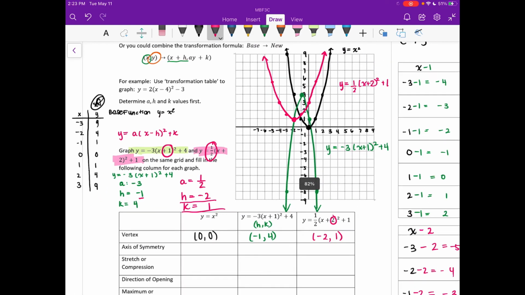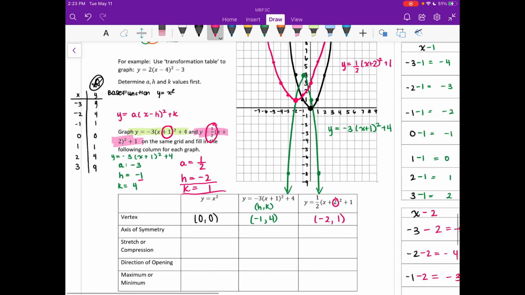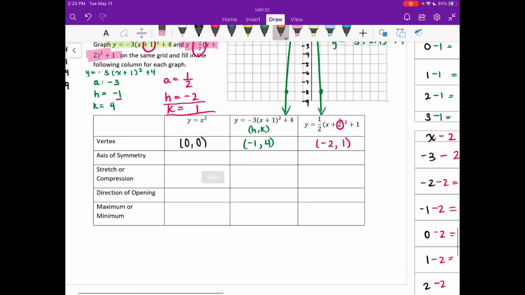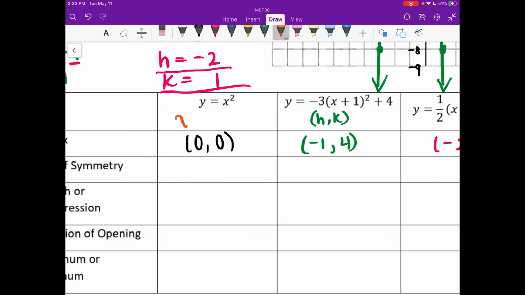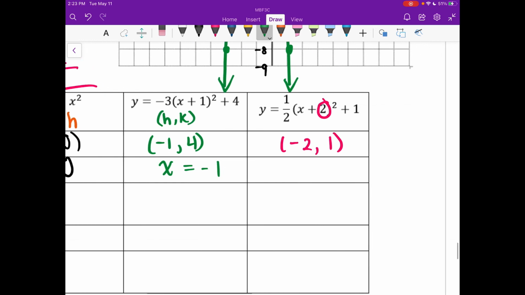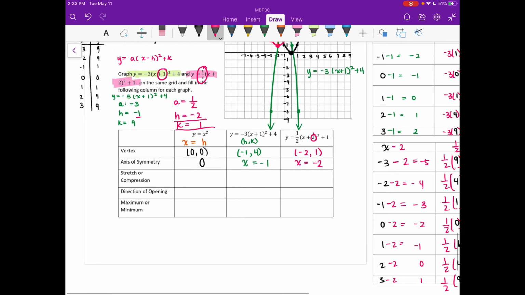Axis of symmetry is just where the graph turns around. So it's just the x value of the vertex, so it's just h. I always write axis of symmetry is equal to x equals h. So whatever the h is: here the h is 0, here the h is -1, and here the h is -2. So those are the axes of symmetry.